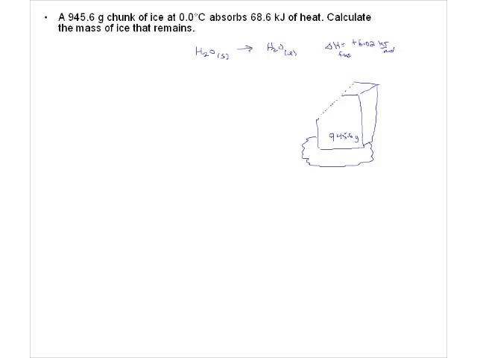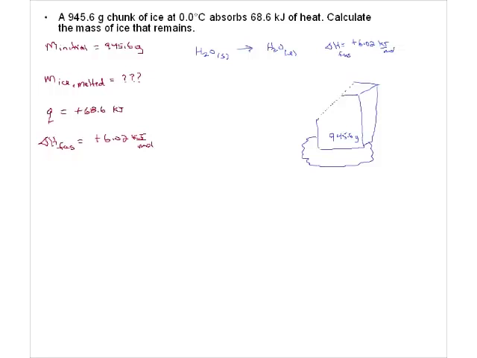I don't know. But what I'm going to try and figure out here is how much ice melts with 68 kilojoules of heat energy. So I want to be able to calculate the mass. So in this question, we're given the initial mass of the ice, 945.6. We want to calculate the mass of ice that's melted. So I'm going to come back to this mass; I'm not going to use it right away. We want to figure out how much ice was melted when it absorbs this much energy. So we know how much energy was absorbed, how much energy is involved in the process.